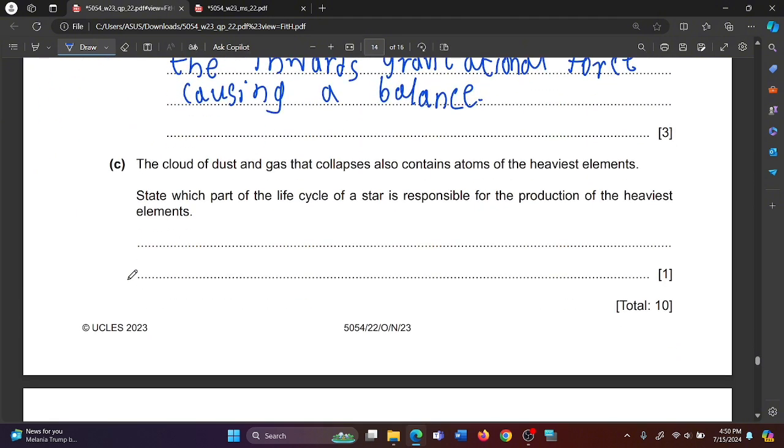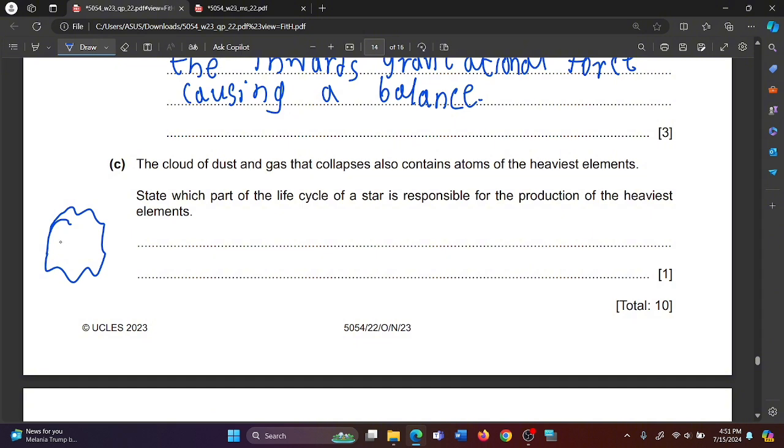The cloud of dust and gas that collapses also contains atoms of the heaviest elements. State which part of the cycle of a star is responsible for the production of the heaviest elements. Okay, so here it says when there was an interstellar cloud, there were heavier elements present. So, how were those heavier elements produced? Like, if this is the cloud, if this is an interstellar cloud from which a star would be born shortly after.